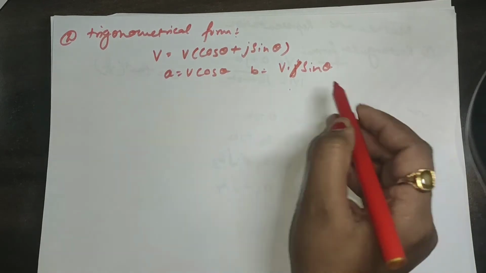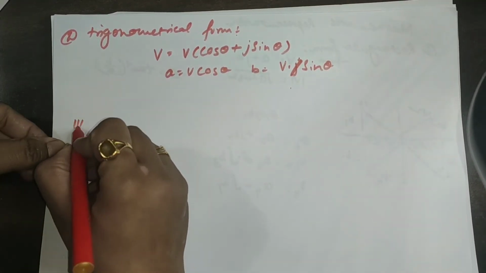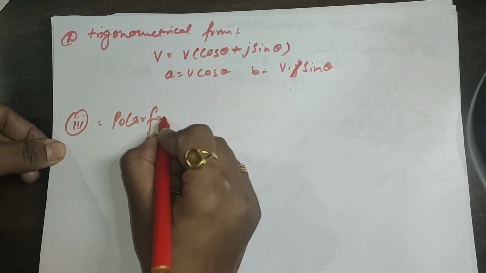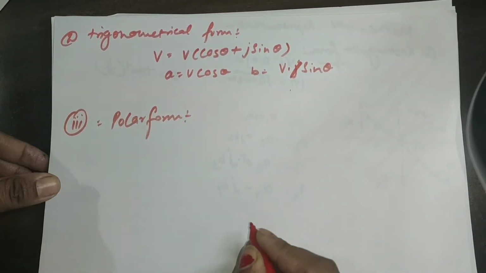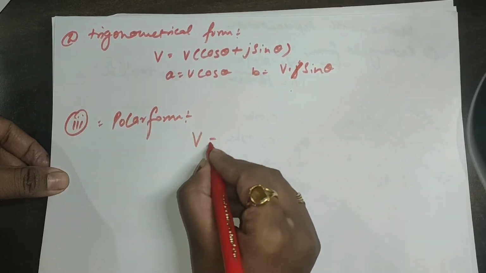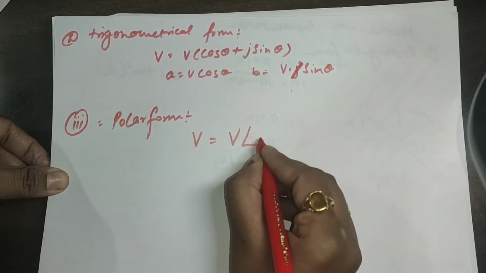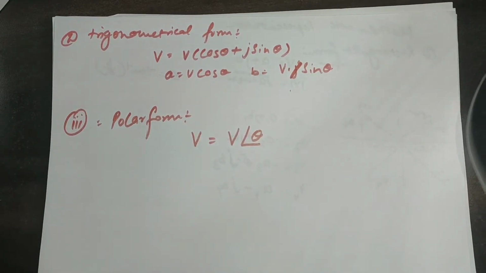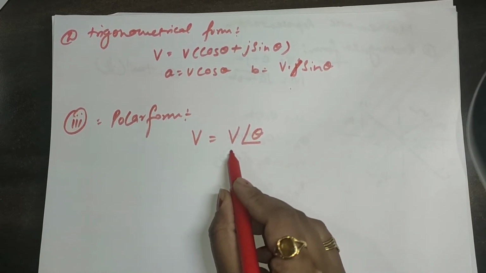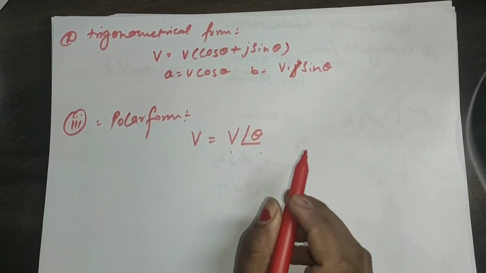Okay, V cos theta and V sin theta. And the third form of representation is the polar form. You can derive the polar form. Polar form can be expressed as V equals V magnitude angle theta. Okay, so this is your polar form. You can derive your V magnitude. This is your magnitude and this is your polar form.